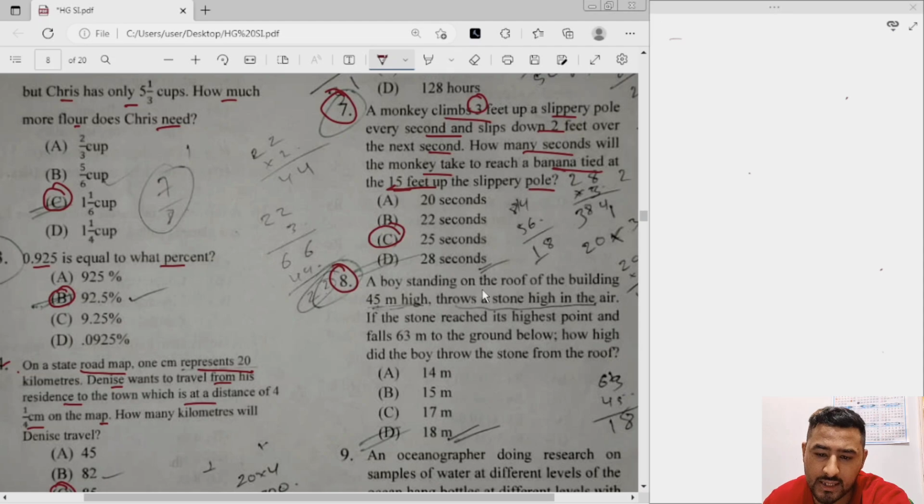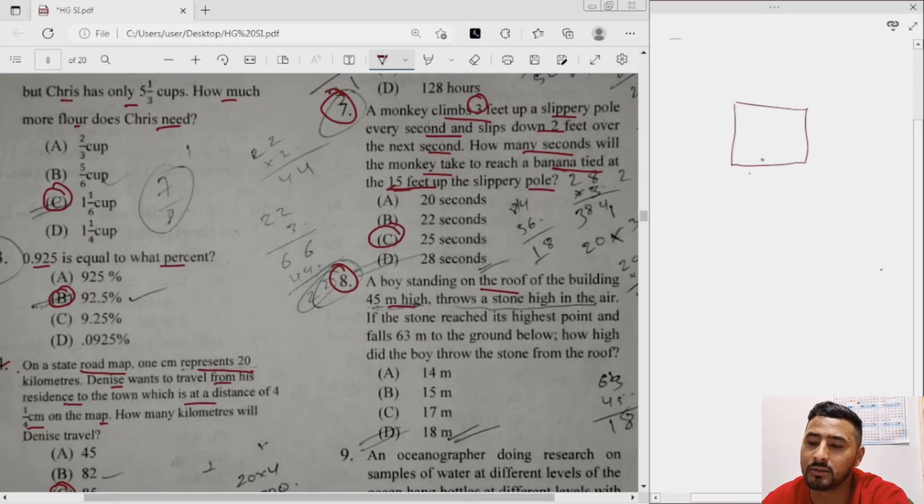Question number 8. A boy standing on the roof of a building 45 meters high. So what you can do, draw a diagram. Suppose this is a building. There's a boy standing here.